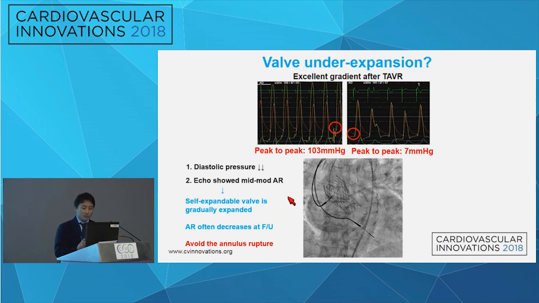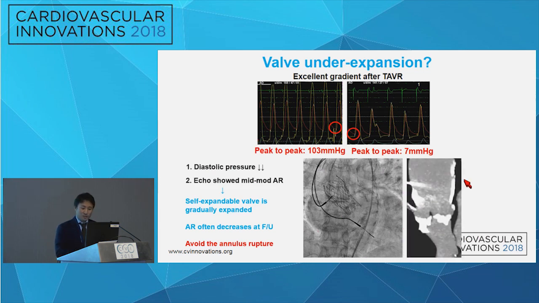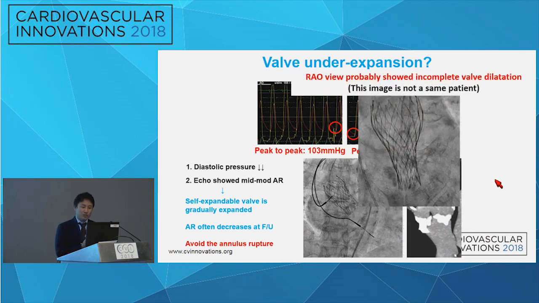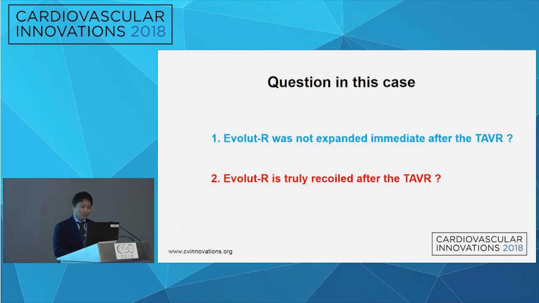And the main problem: I chose the Evolut because I wanted to avoid annulus rupture. But with such a kind of huge calcification, the RAO view would probably have shown incomplete dilatation if I had checked it afterwards. This is not a bicuspid case, and it is not like the bicuspid case of mine.